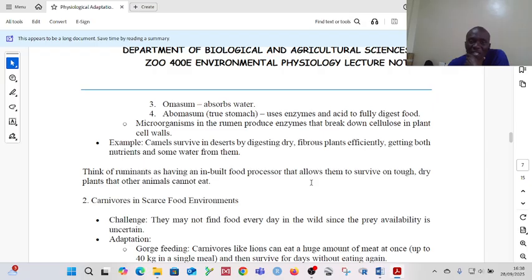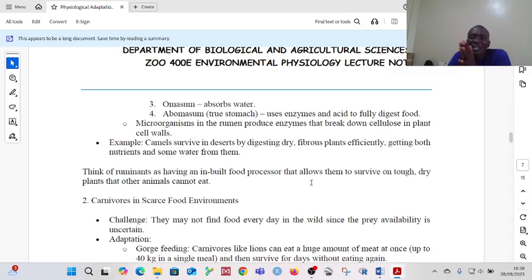But then the abomasum, which is otherwise called the true stomach, it is now in the abomasum that the help of enzymes and other acids will come in to fully digest the food. So the microorganisms in the rumen will produce enzymes that can break down cellulose in the plant cell walls. Okay?